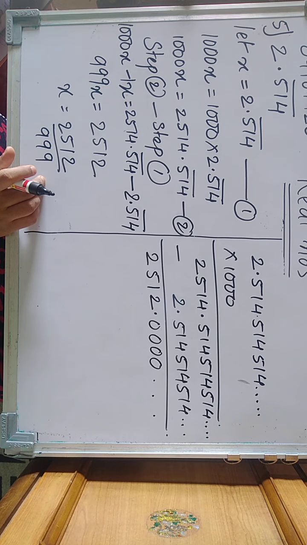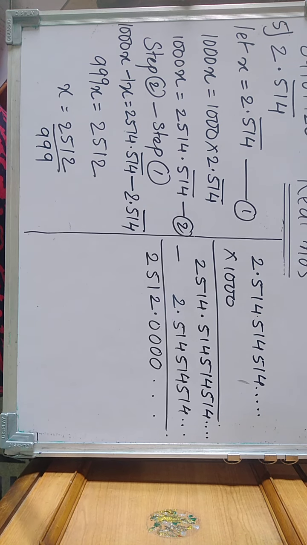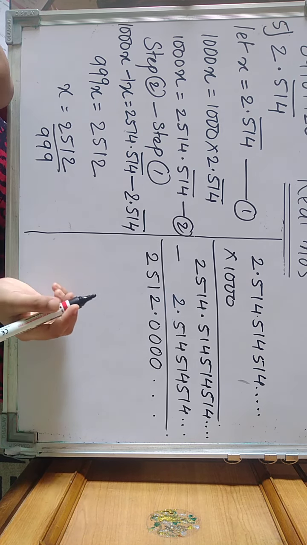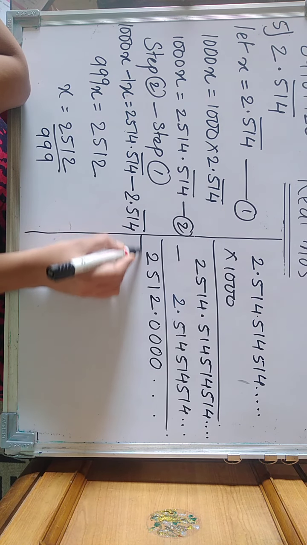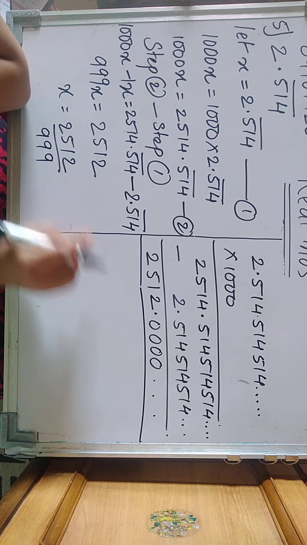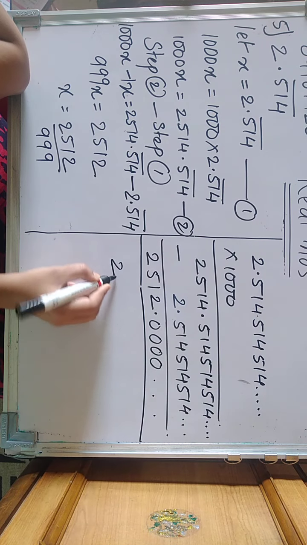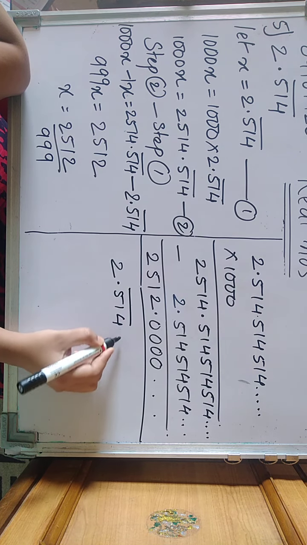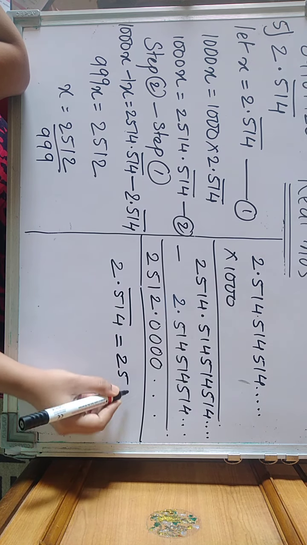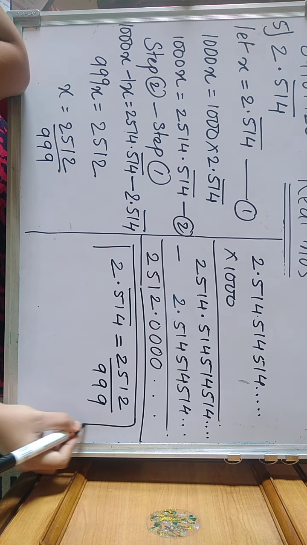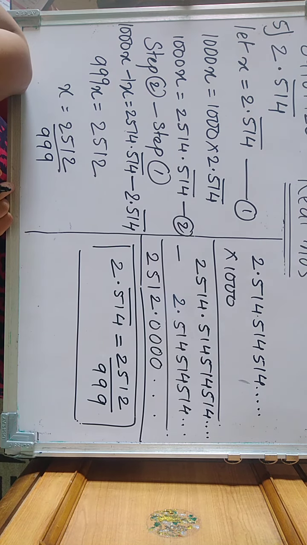You'll get whether it divides 2512 and 999. Not divisible by any of the numbers, I suppose, after checking. So we can finalize the answer. x is equal to 2512 upon 999. The x value was 2.514 recurring, which is equal to 2512 upon 999. This is the answer for question number 5.